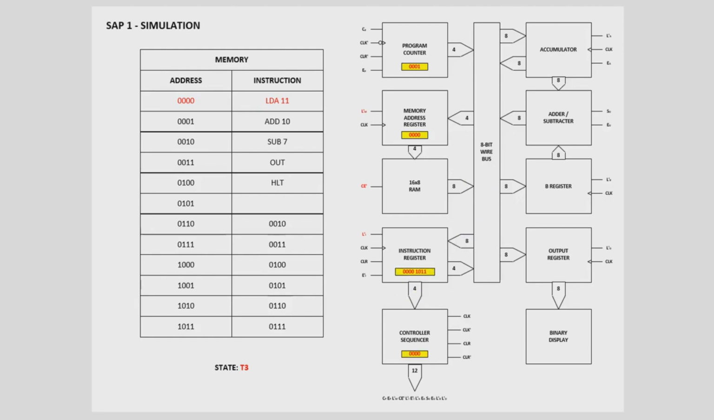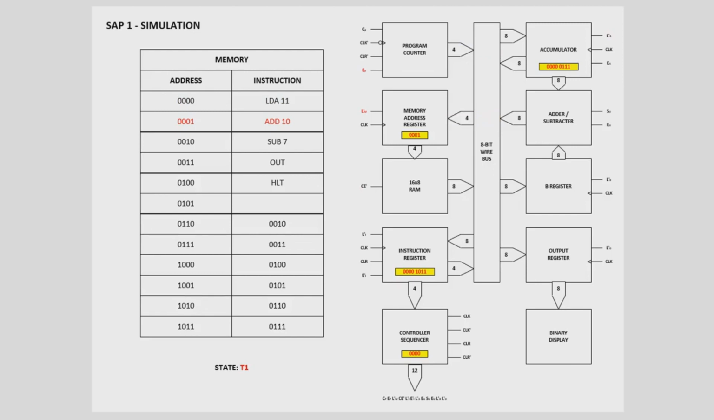For the fetch cycle, the address of the instruction to be fetched is loaded into the memory address register. Next is the memory read operation. The control unit sends a signal to read from memory. The content of the addressed memory location is loaded into the memory buffer register. The content of the MBR is transferred to the instruction register. After the fetch, we have the decode and execute.